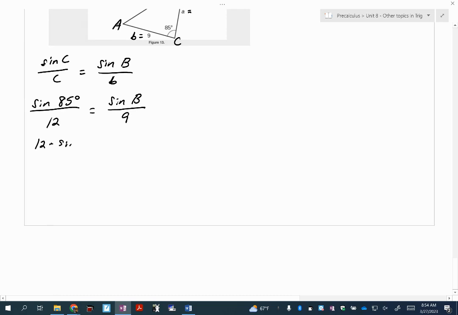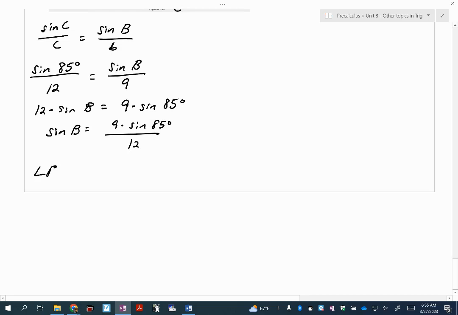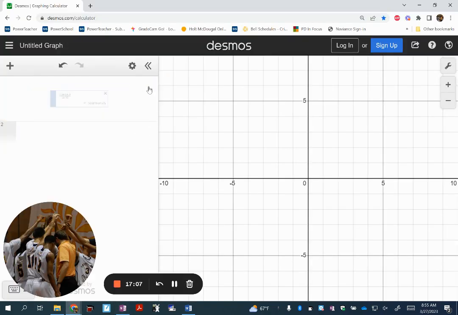Cross multiply, so 12 times the sine of B equals 9 times the sine of 85 degrees. Divide by 12. And then finally, because I want to find an angle, I've got to go backwards. Sine to the negative first power of 9 times the sine of 85 degrees over 12. All right, so let's go to the calculators to do that. 9 times the sine of 85 degrees. So sine to the negative first power times 9 times the sine of 85.